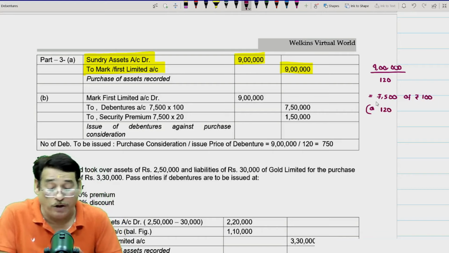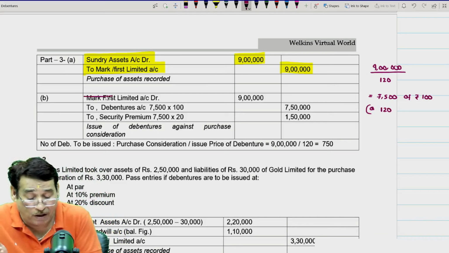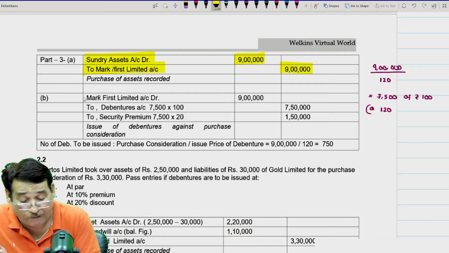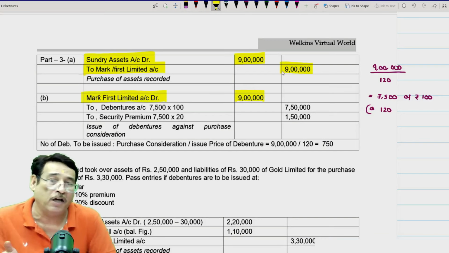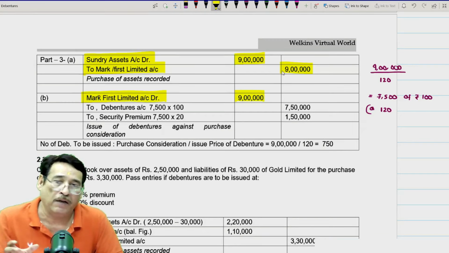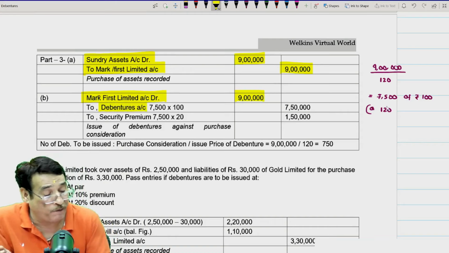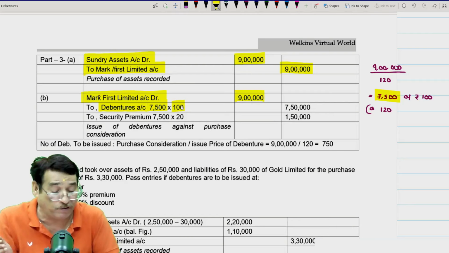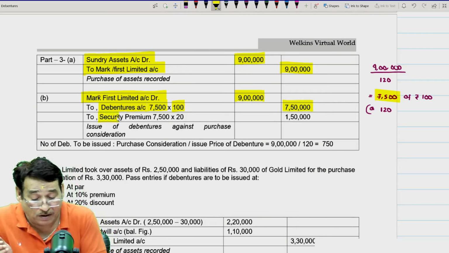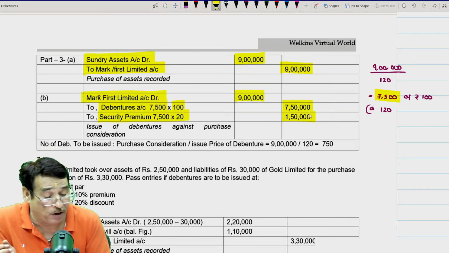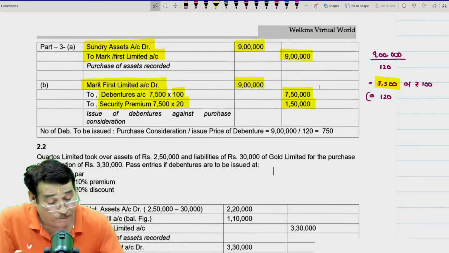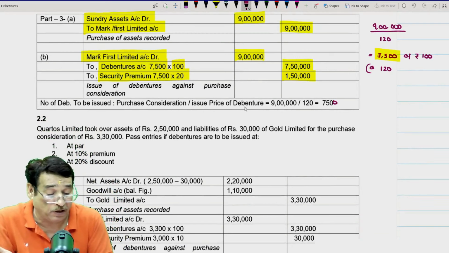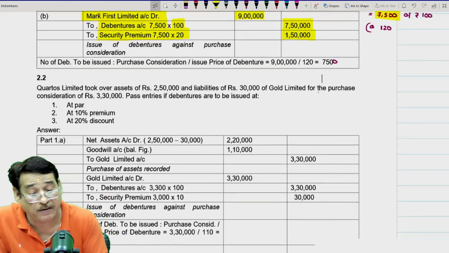So on the basis of this, I am going to pass the entry now. Mark First Limited account debit 9 lakh. Of course, you have credited the Mark First by 9 lakh. You are going to debit the same company by 9 lakh. Now you are issuing debentures. You have computed 7,500 debentures. You will write 7,500 debentures of 100 each. Debenture will always come at face value. So 7,50,000. Then securities premium, 7,500 into 20, you are going to write. So this is how the payment will be done. Correct? And here I have done the working also. Correct? Purchase consideration divided by issue price of the debenture. Similar is question number 2.2.